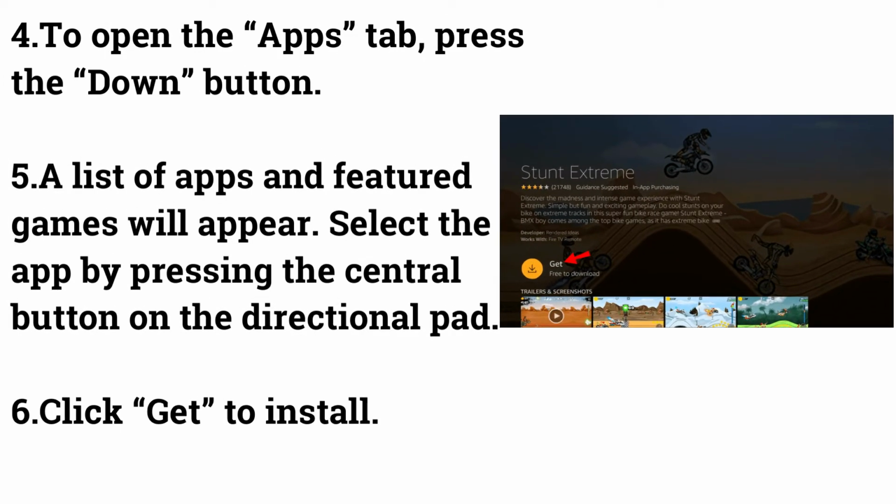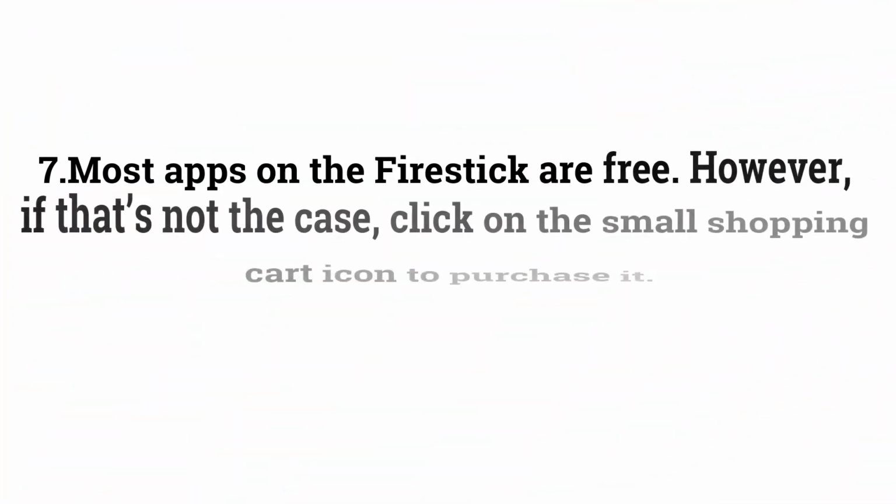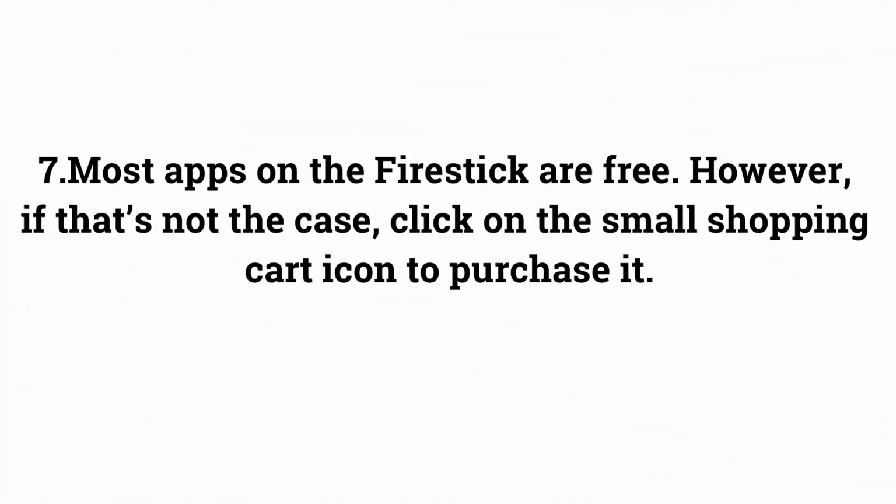A list of apps and featured games will appear. Select the app by pressing the central button on the directional pad. Click Get to install. Most apps on the Fire Stick are free. However, if that's not the case, click on the small shopping cart icon to purchase it.